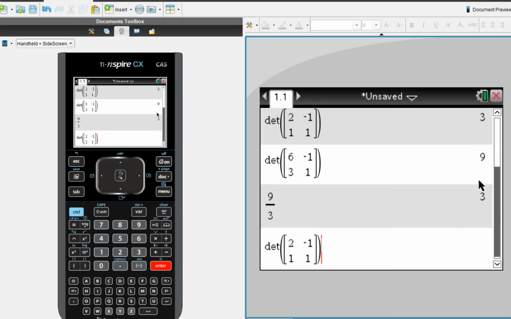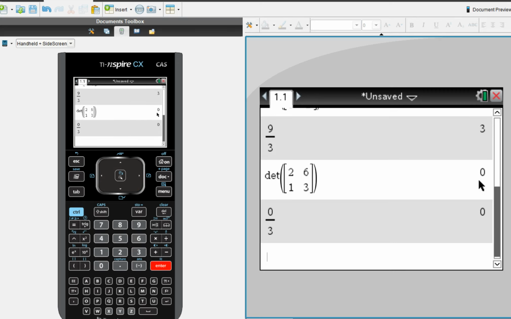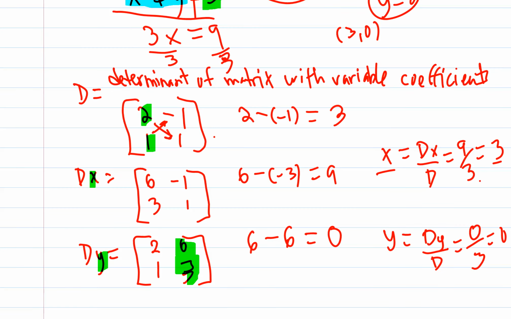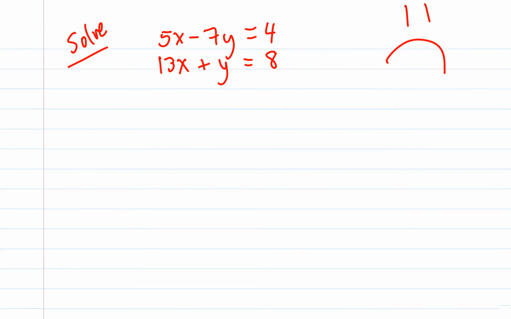Well, then I take the original matrix and I replace the y's. I take them and replace them with a 6 and a 3. And 0 divided by 3. There's my y answer. So we can do it pretty quickly with the technology if you'd like. Or manually. This one, I do not want to do manually.